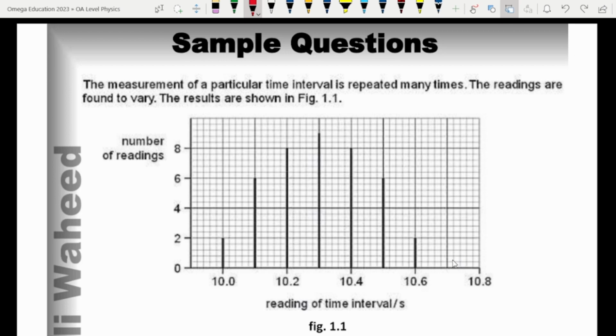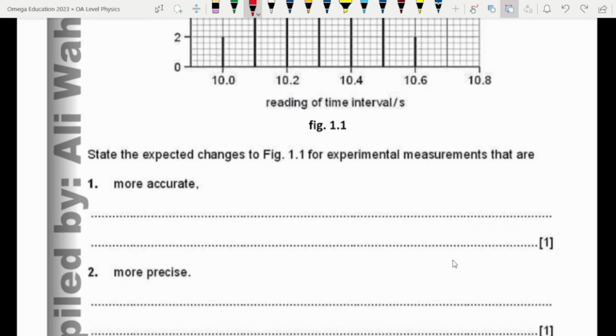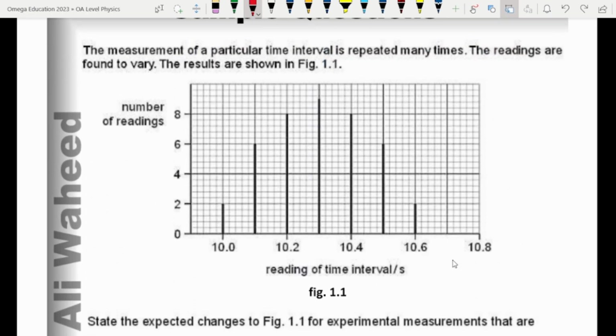Alright, so let us move on to some of the sample questions and see what kind of question we have. The measurements of a particular time interval is repeated many times. The readings are found to vary. The results are shown in figure 1.1. And you have the readings and number of readings. You see, it's pretty much the same graph that we were drawing. They have given it in the form of a bar graph. If you want to draw it as a continuous one, it would be this shape. And then you can relate to the previous cases that we have studied already.